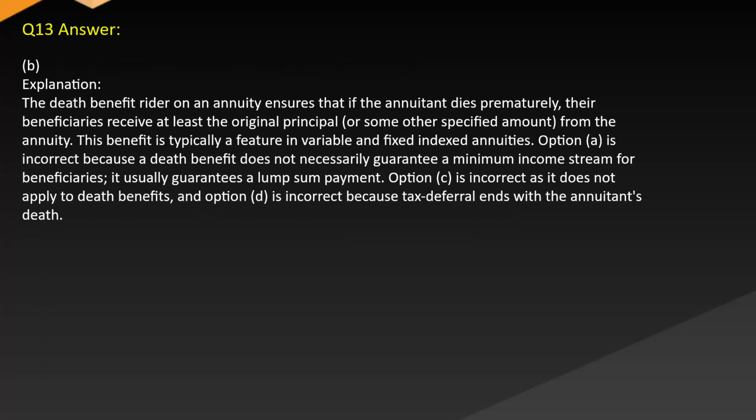Answer B. Explanation. The death benefit rider on an annuity ensures that if the annuitant dies prematurely, their beneficiaries receive at least the original principal or some other specified amount from the annuity. This benefit is typically a feature in variable and fixed indexed annuities. Option A is incorrect because a death benefit does not necessarily guarantee a minimum income stream for beneficiaries. It usually guarantees a lump sum payment. Option C is incorrect as it does not apply to death benefits, and Option D is incorrect because tax deferral ends with the annuitant's death.